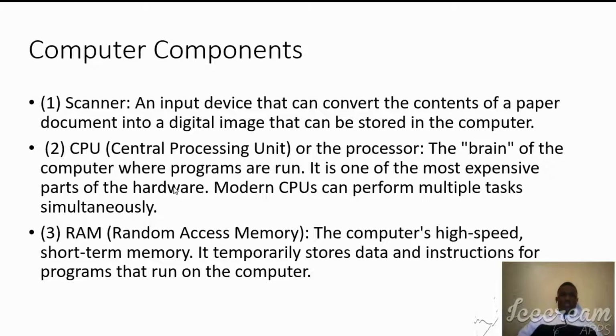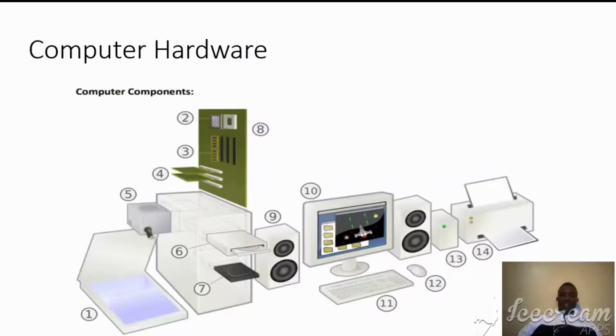Number 2, we have the CPU, also known as the central processing unit, or the processor. Now this is the brain of the computer where programs are run. It is also one of the most expensive parts of the hardware. Modern CPUs can perform multiple tasks simultaneously. So let's look at that.